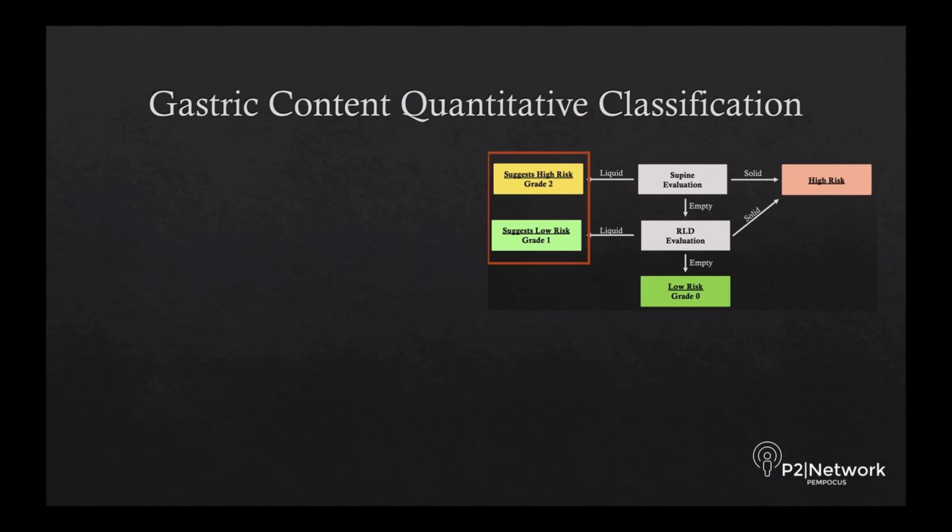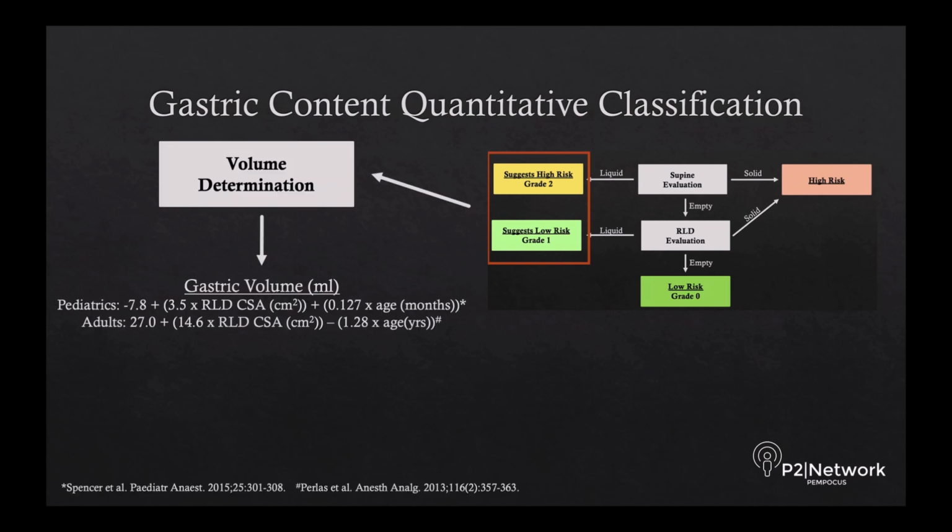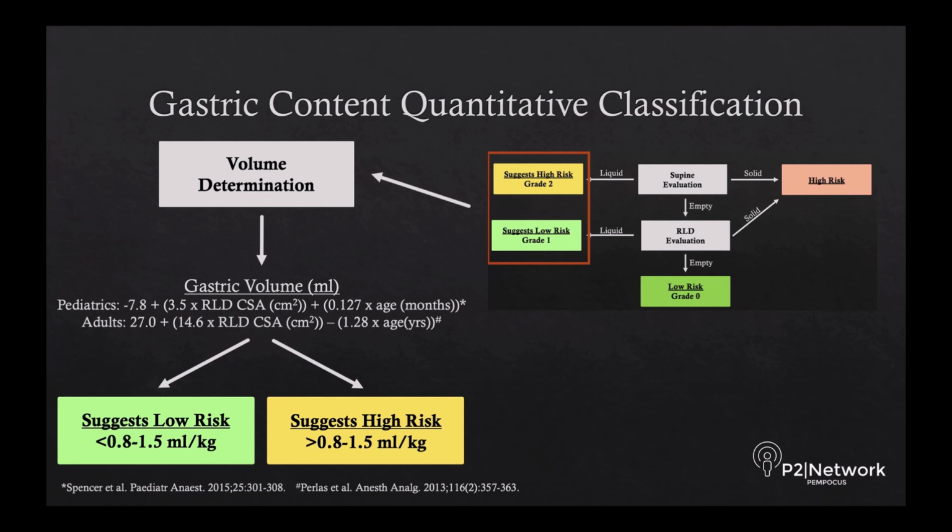From there, you take those liquid content, do this volume determination, and with your cross-sectional area, you plug your cross-sectional area into one of two equations that have been determined, one for pediatrics and one for adults as shown here. With those equations, you generate a gastric volume, and then based on the volume, that patient could be now qualitatively broken down into being either suggestive of low risk or suggestive of high risk. You'll note that the volume cutoffs here range between 0.8 to 1.5 mLs per kilogram within the literature. There still remains debate as to what is considered to be a, quote, safe amount of content to have in the stomach and what is high enough to pose a significant aspiration risk.